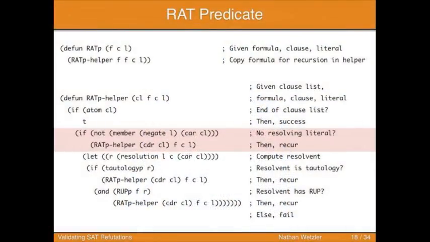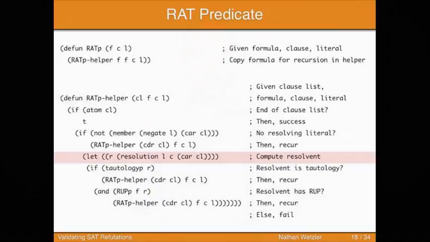And if we're at the end of this clause list, so the clause list is our kind of working thing that we're checking through, and we're checking that everything in the clause list has certain properties. So if we're at the end of the clause list, then we'll return T, which signals success for us. Then we look at the first element of the clause list, which is a clause, and we ask if there's even a literal on which we can resolve. And if there's no resolving literal, then we'll just continue going through the clause list and we'll recur.